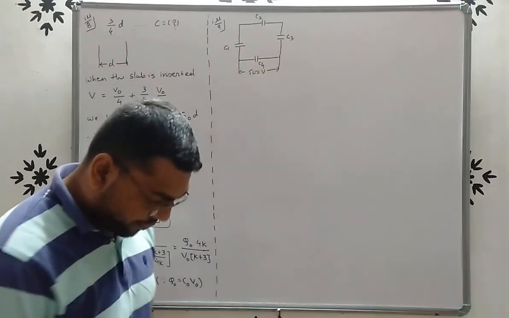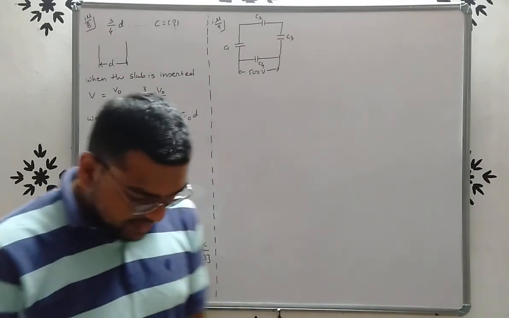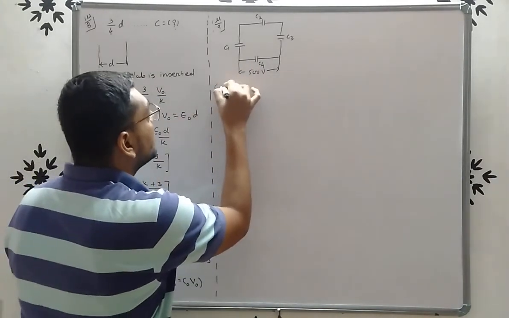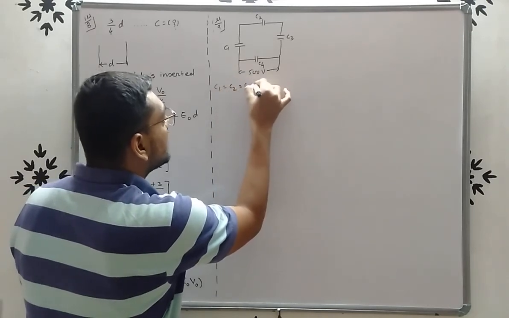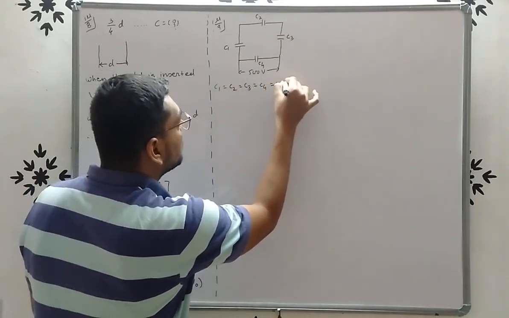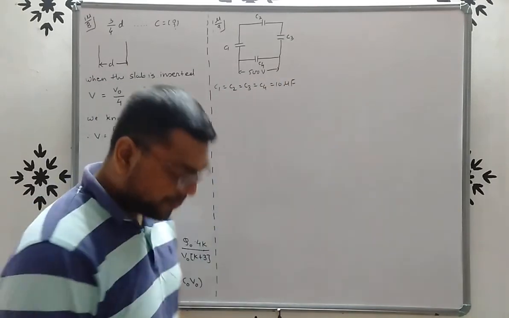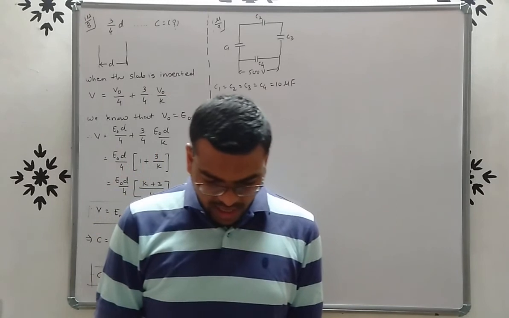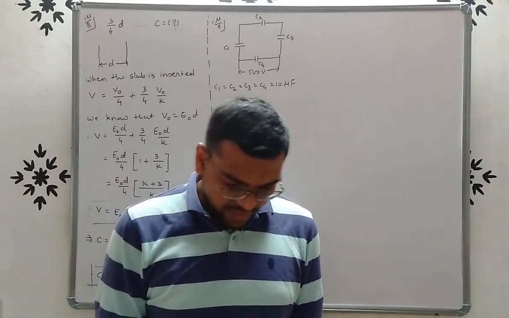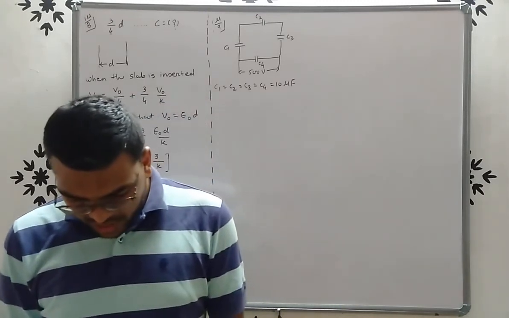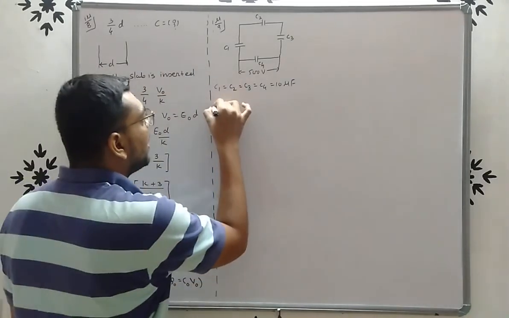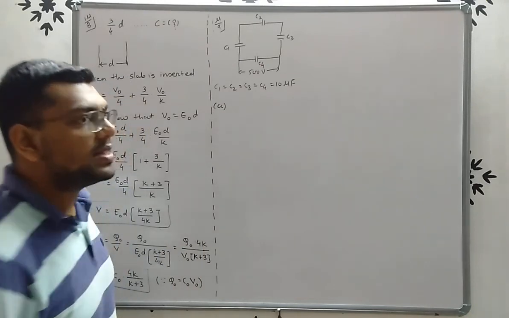Right? So here the capacitance of the capacitors is the same, 10 microfarad. So C1 is equal to C2 is equal to C3 is equal to C4 is equal to 10 microfarad. First of all, we have to determine the equivalent capacitance of the network, and B, the charge on each capacitor. So first of all we have to find out the equivalent capacitance.